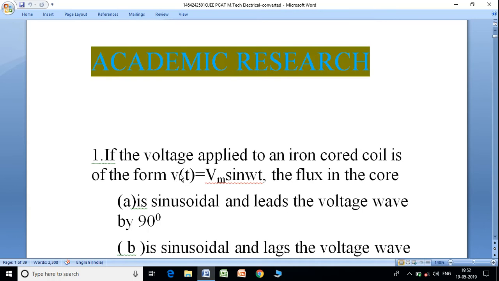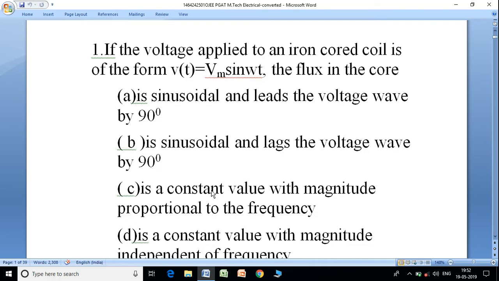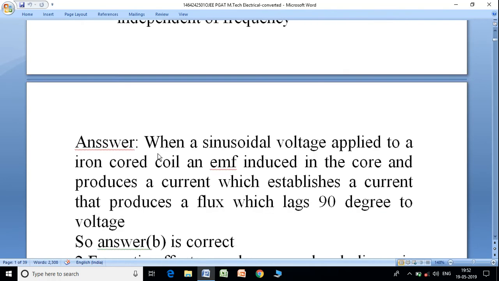Because we have applied a sinusoidal voltage, an EMF is induced in the iron core, and that EMF produces a current. Due to that current, a flux or magnetic field is produced which is in phase with the current. Therefore, as the current lags the voltage by an angle of 90 degrees, the flux also lags by 90 degrees and is sinusoidal. So answer B is the correct answer.